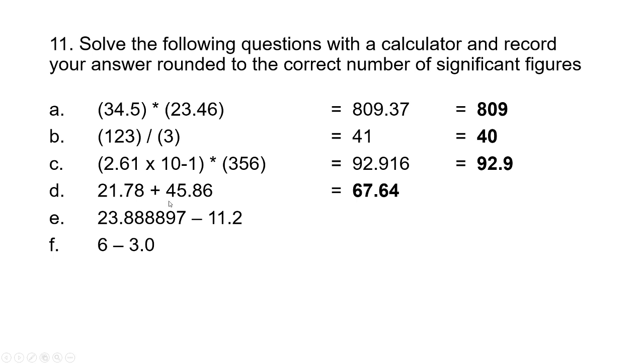I have 2 digits here, 2 digits here, so my final answer should have 2 digits as well. Here it's a little bit different. I have a lot of digits after the decimal. Here I only have 1. So when I do my math, you get 12.68887.